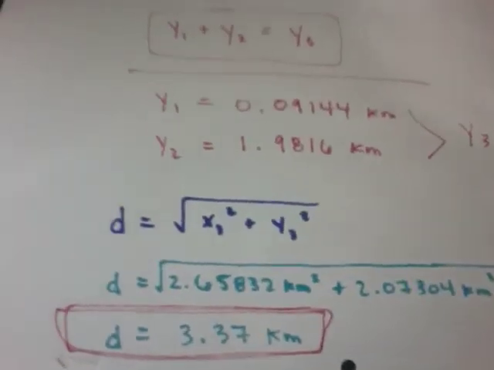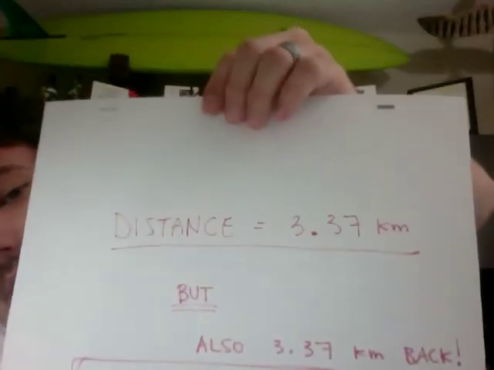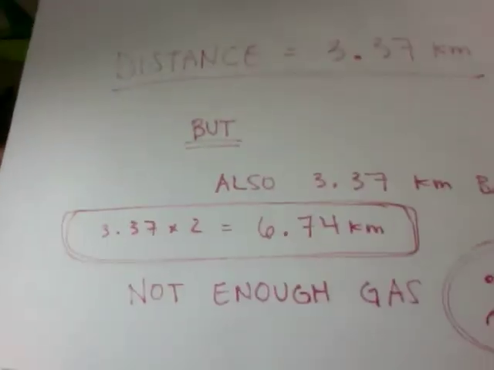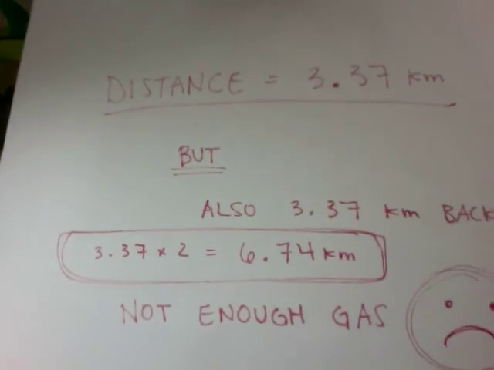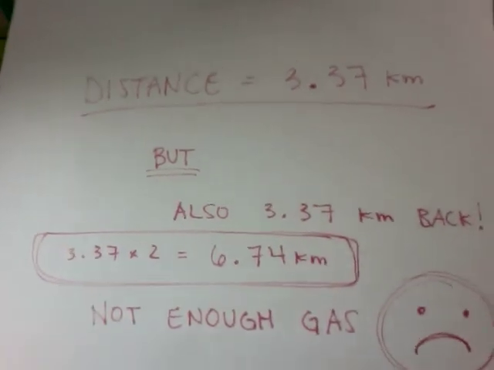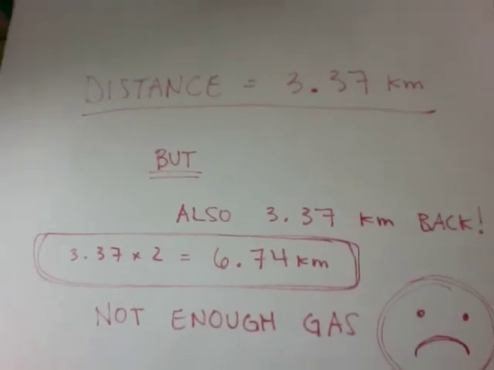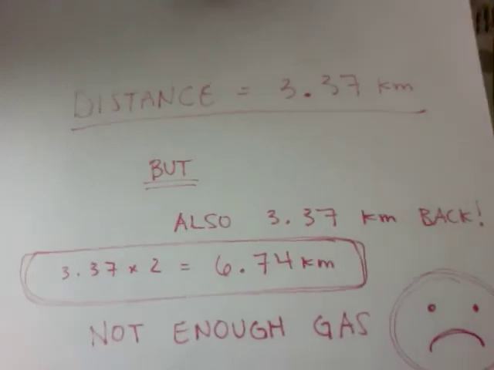So we know that the distance of our hypotenuse on the large triangle, our total distance from home to school if we took the best traveled method, would be 3.37 kilometers. But we need to go 3.37 kilometers back, so our total distance will be 6.74 kilometers. My wife said that we had 6.42 kilometers worth of gas. We obviously don't have enough gas to make it there and home. We dropped the kids off, but we won't make it back. Looks like we need to stop at a gas station.